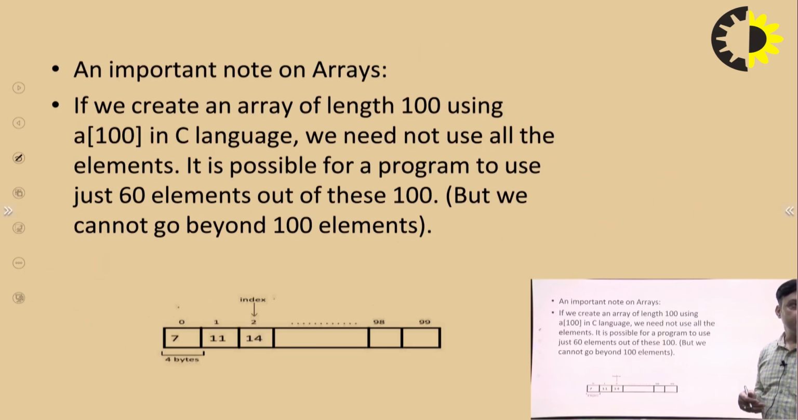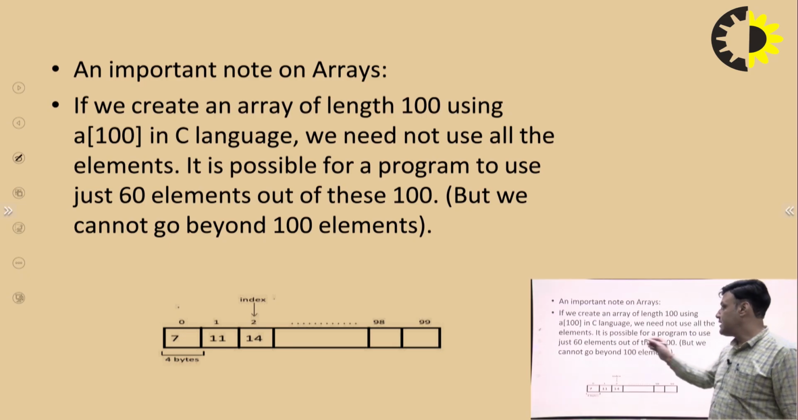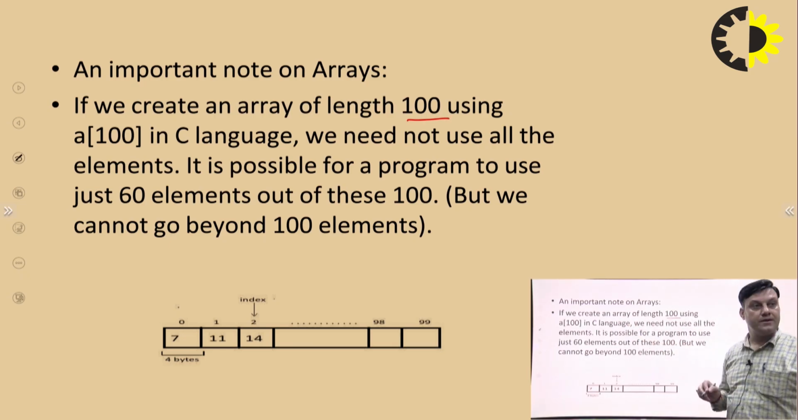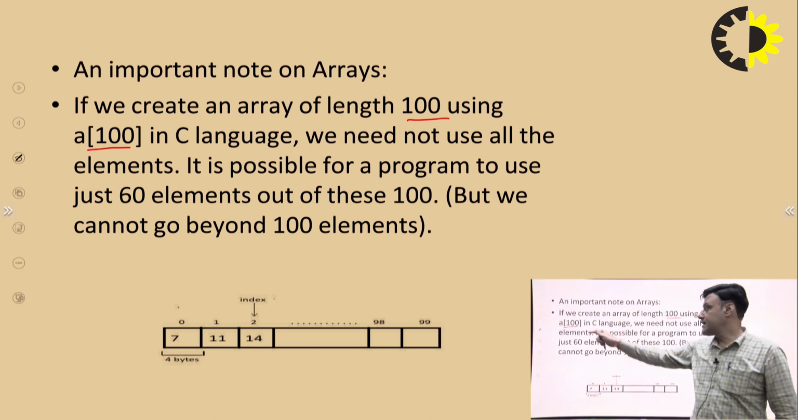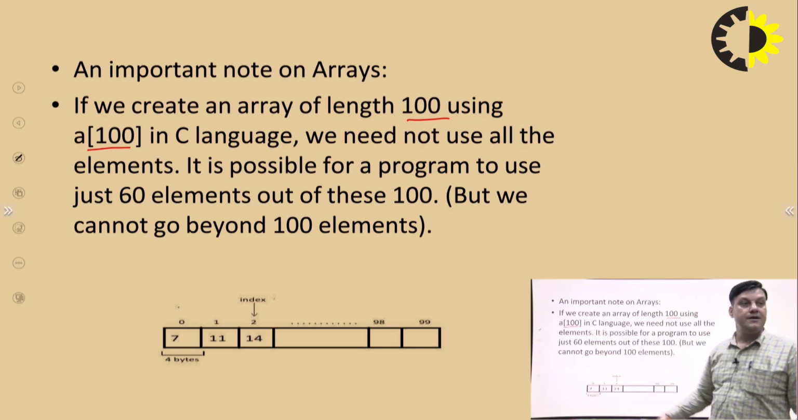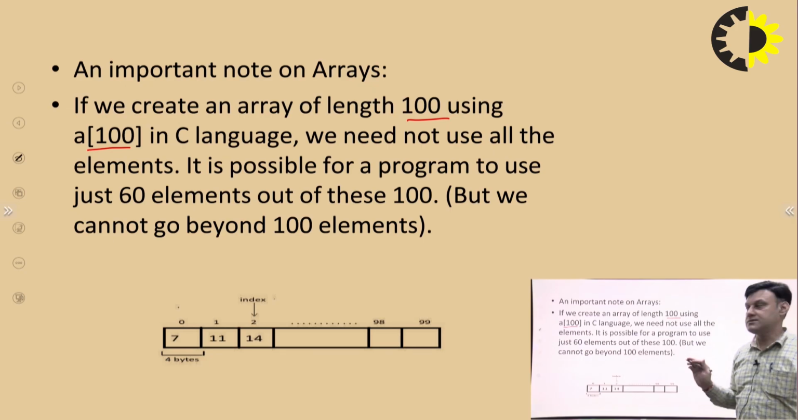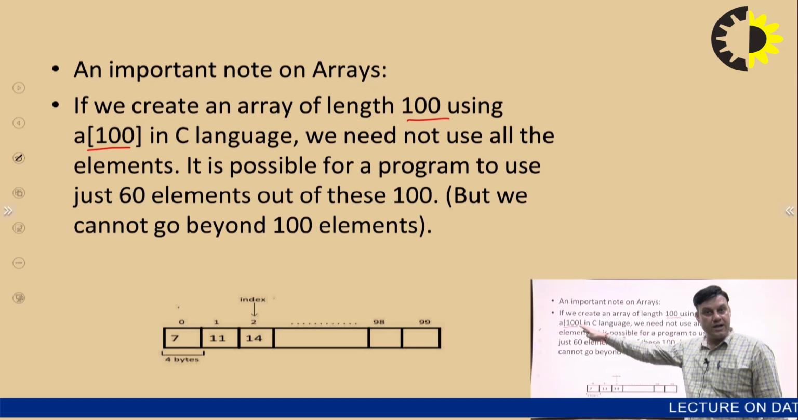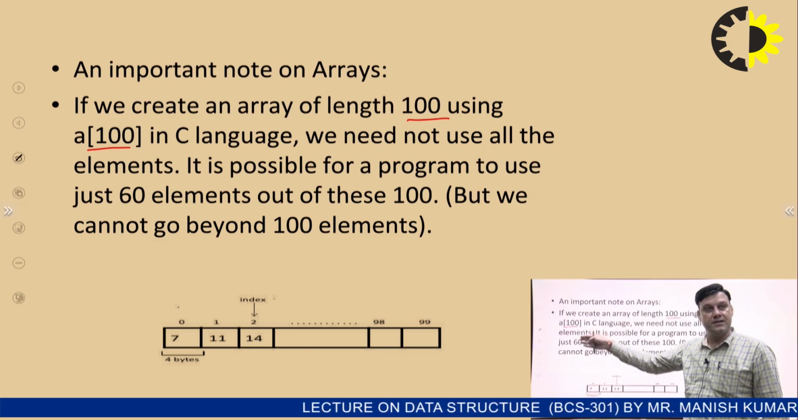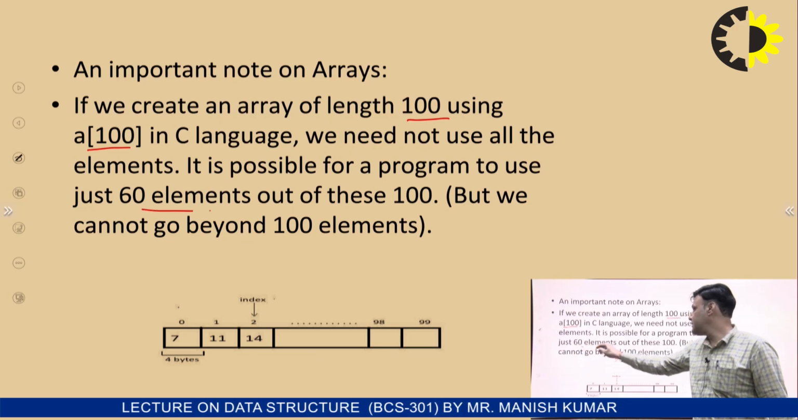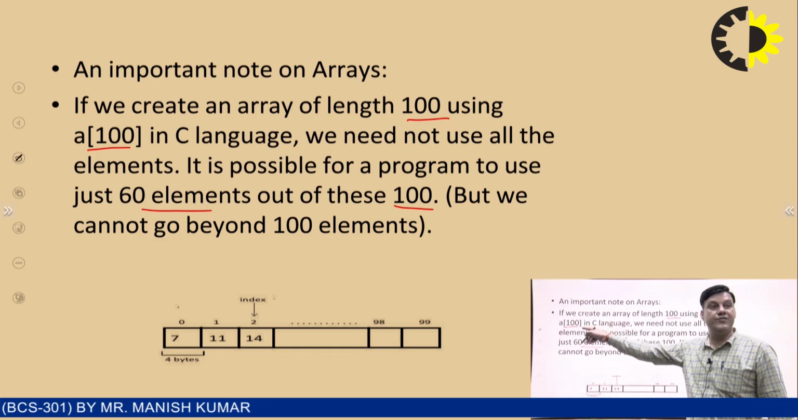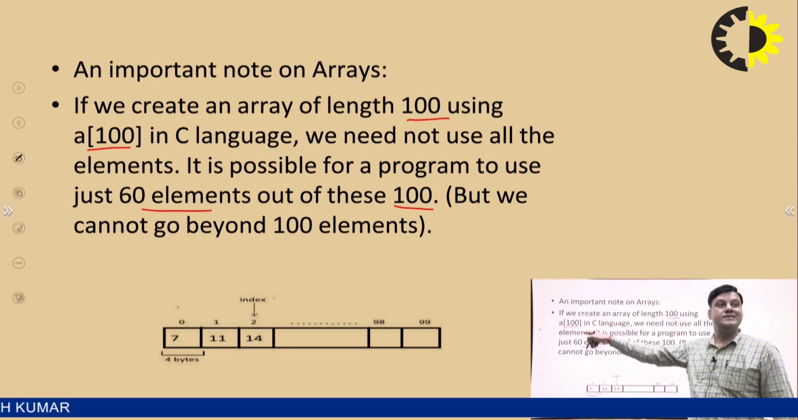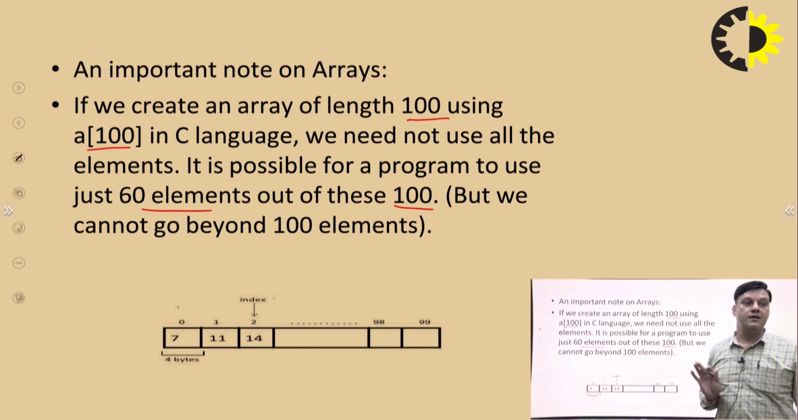So this is traversing. An important note on arrays: if we create an array of length 100 using a[100], if we want to store 100 elements, then what size do we have to declare here? 100. Okay? We need not use all the elements. I have declared a[100], but I just want to keep 50 or 60 elements, then it is possible. We are just keeping 60 elements out of these 100. But the question is that we cannot go beyond. If we want to store the 101st element, that is not possible. It will give an error, right?